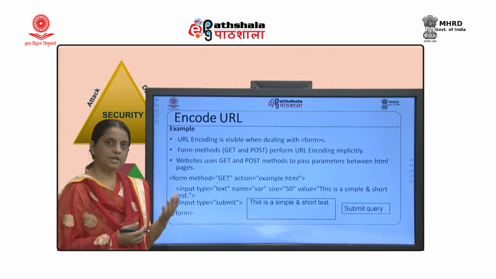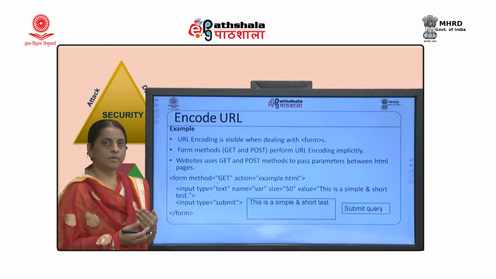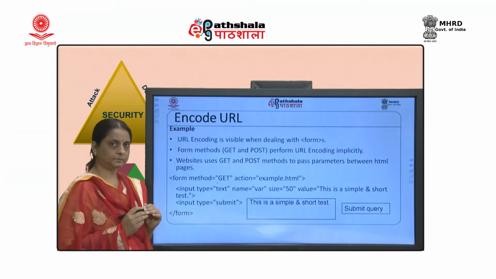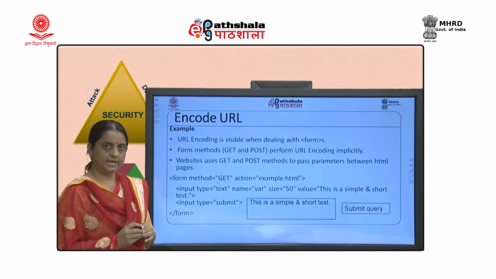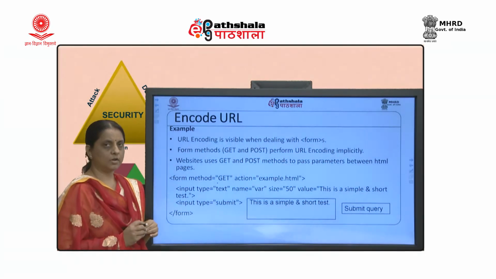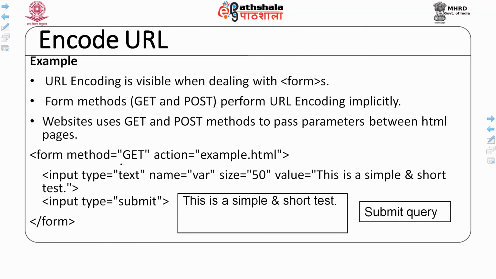Get says that when you pass a parameter, it is part of the URL, and post says that when you pass the parameter, it will be passed as the body of the HTTP message. HTTP is Hypertext Transfer Protocol, which is used to transfer data on the internet. Input type equals text, name equals where, size equals 50, value equals: this is a simple and short text.